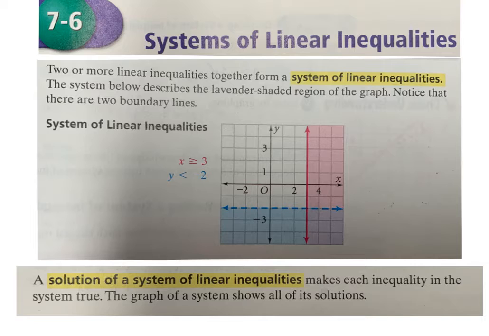section is our answer. All right, so they define it: a solution of a system of linear inequalities makes each inequality in the system true. The graph of the system shows all the solutions. So you will have a section of your coordinate plane that is your answer, and it will be where your two graphs intersect. You're just going to graph them individually.